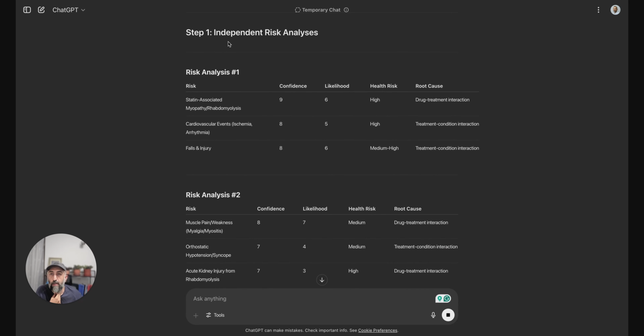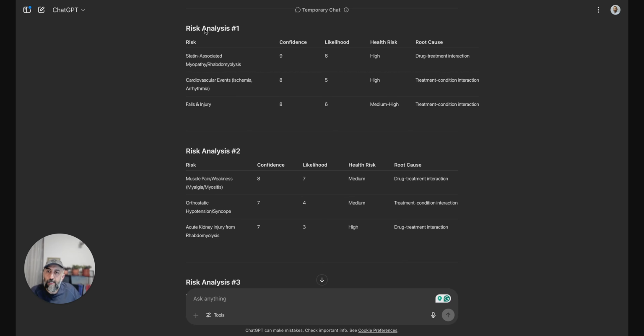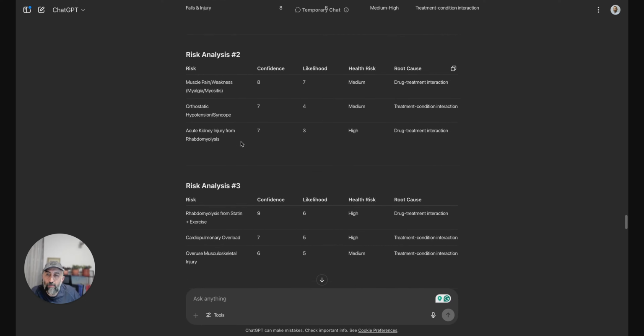So as you see, for all of those 3 attempts, the model got back to me with the 3 risks, with the confidence threshold, likelihood of occurrence, the level of health risk, and the root cause. The model got back to me with the 3 attempts: attempt number 1, number 2, and number 3.